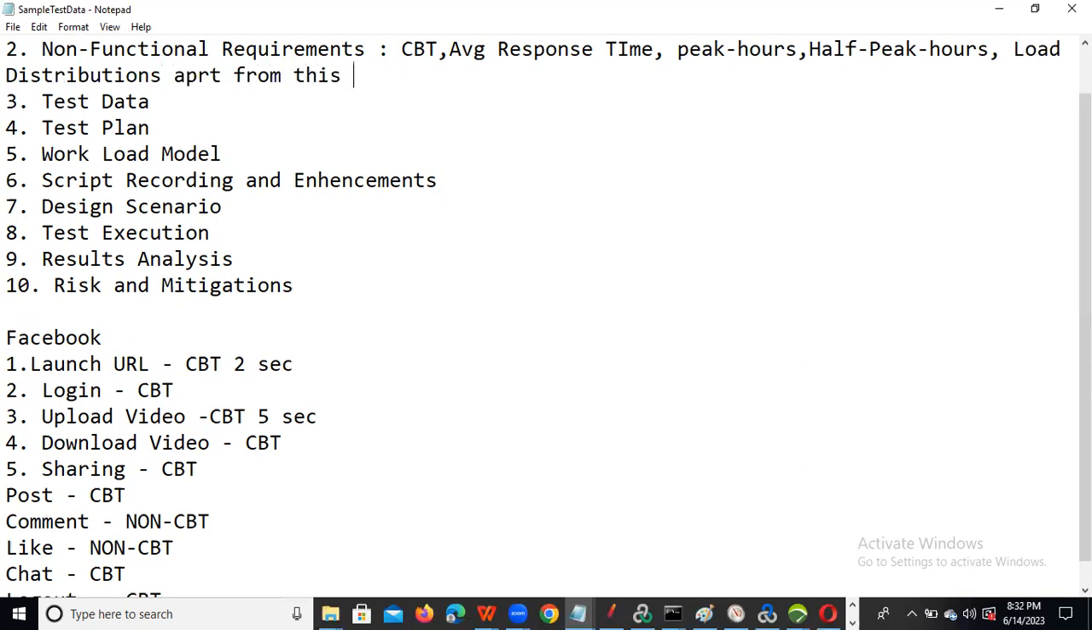So load distributions, and apart from this, OS level threshold statistics. What do those mean? CPU and memory. So heap utilization, heap size, heap.